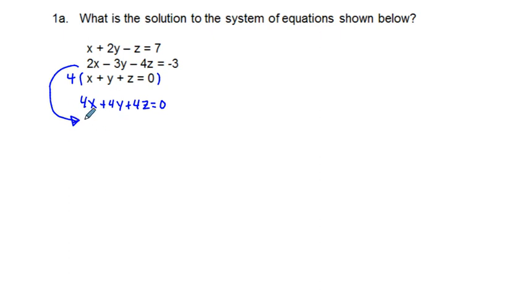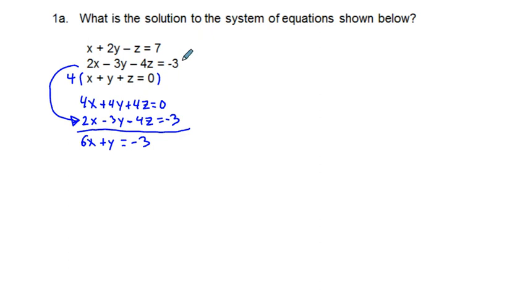Then we take the second equation and put it immediately underneath the first one. For that we get 2x minus 3y minus 4z is equal to -3. Adding these two equations together, we get 6x plus y, and we eliminated the z's here. We get -3.